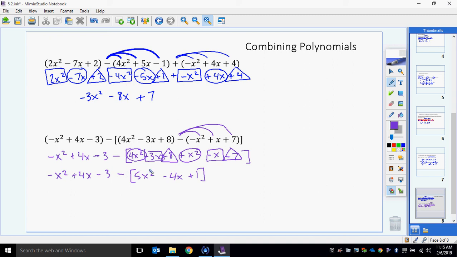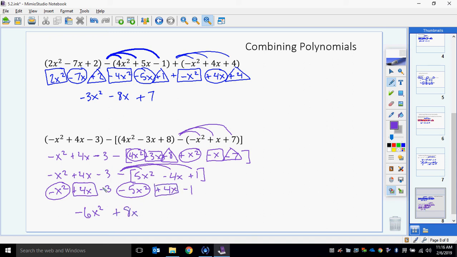Now I'm ready to distribute inside of this bracket. This is because I'm subtracting these two polynomials now. So it would be minus 5x squared minus a negative 4, which would be plus 4, and minus a positive 1. So combine your like terms. And I want to write this in standard form, so I put the x squares first, so negative 6x squared. X's come next, so 8x. And numbers come last, negative 3 and negative 1 make negative 4 for my final answer.